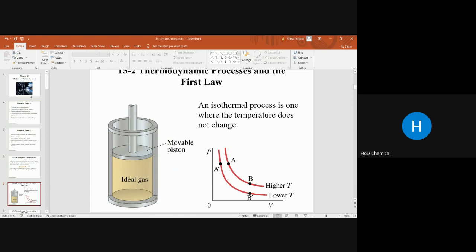Now in this diagram, the thermodynamic process on the first law: an isothermal process is one where the temperature does not change, which means if there is an isothermal process, the temperature does not change. So what is meant by an isothermal system? A process having constant temperature is simply known as an isothermal process. Now, a refrigerator works isothermally.